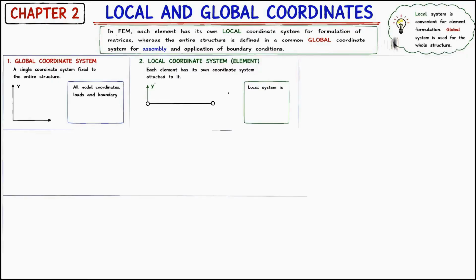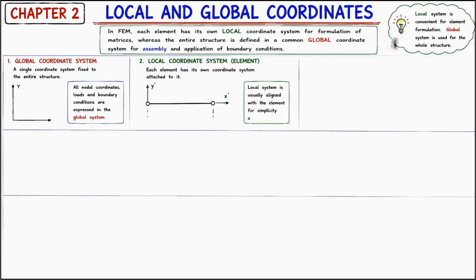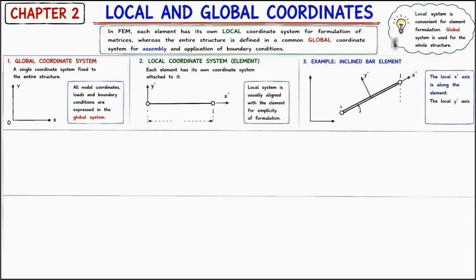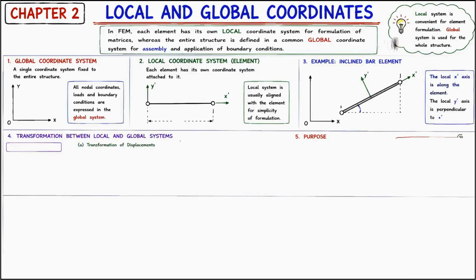The global coordinate system is fixed for the entire structure. All nodal coordinates, applied loads, supports, and boundary conditions are defined using this common reference system. No matter how many elements are present, the whole structure shares one global coordinate system.